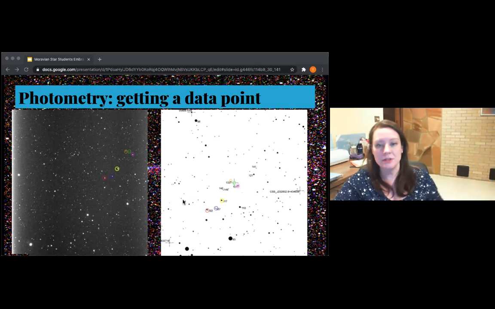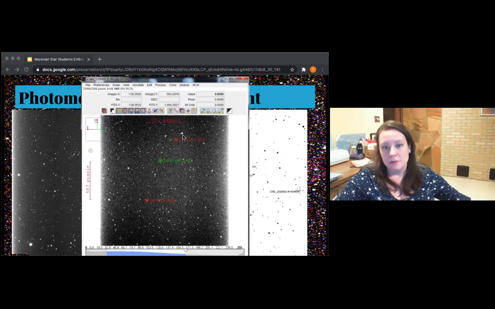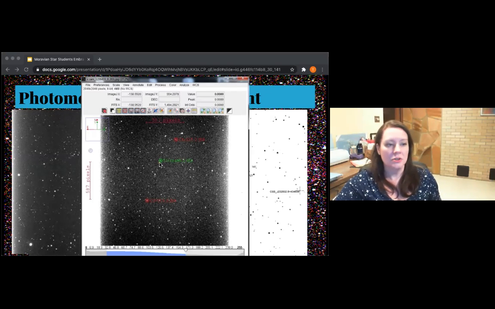And so once you're able to do that, then you would use our program AstroImageJ, and you would select your target star, and that's what we see here in green. And then you would select several comparison stars. What AstroImageJ is trying to do is take stars with known brightness and then compare the target star to those known brightnesses so that you can get an idea of what the brightness of the target star is. So I've got a target star here, and I've got a comparison star up here and a comparison star here. And you would try and get as many comparison stars as you can in order to get the best value for your target star.